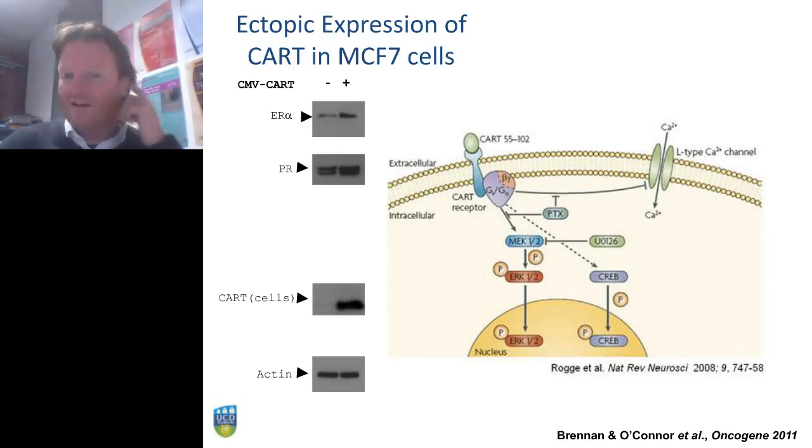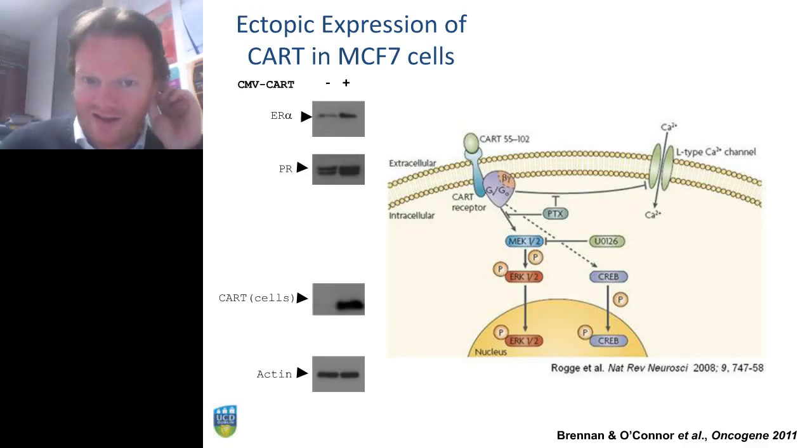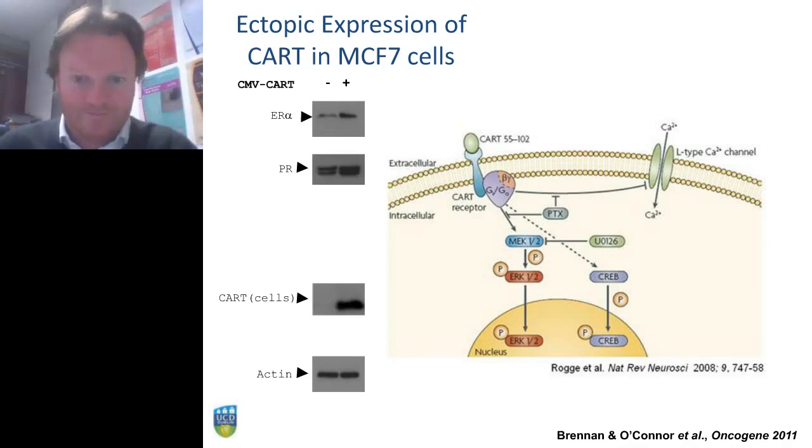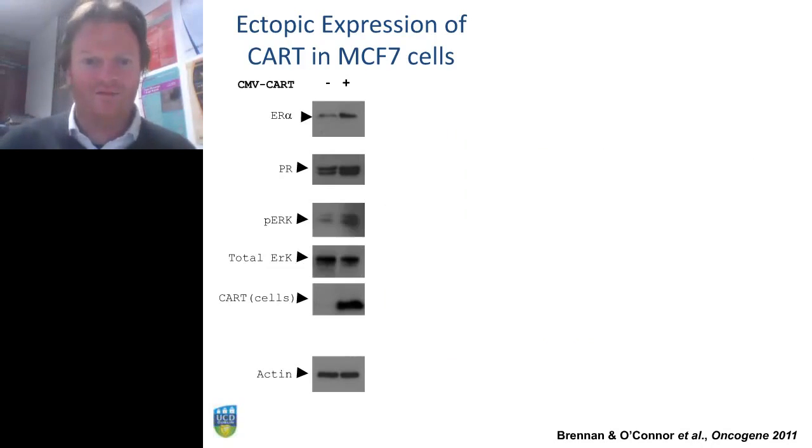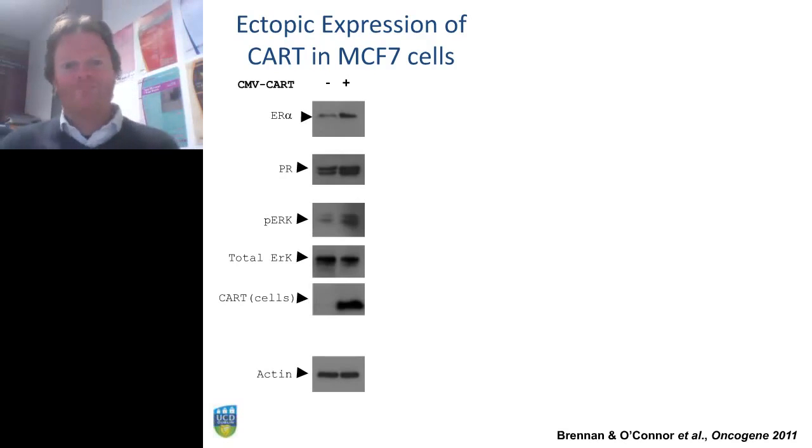At this point, one of the only things that was known about CART signaling was that it binds onto an unknown G protein coupled receptor, and that it activates the MAP kinase pathway. So we should see MEK activation and ERK activation if CART is having the same effect in breast cells as it has in other ones. We looked, and again we saw that when we express CART in breast cancer cells, we see an increase in the amount of ERK phosphorylation, and this suggested that it was still activating this pathway.